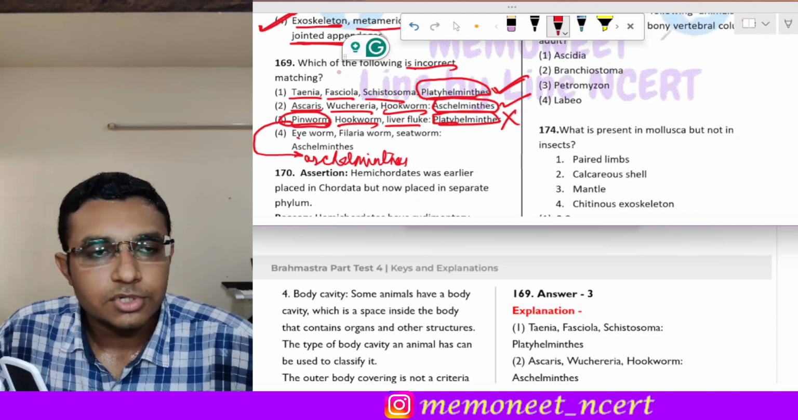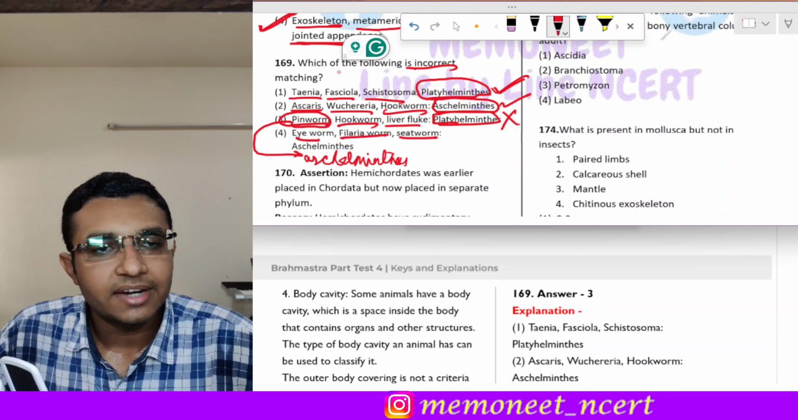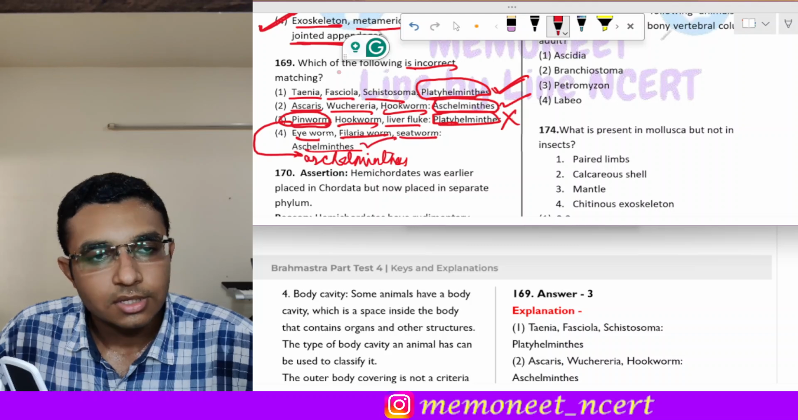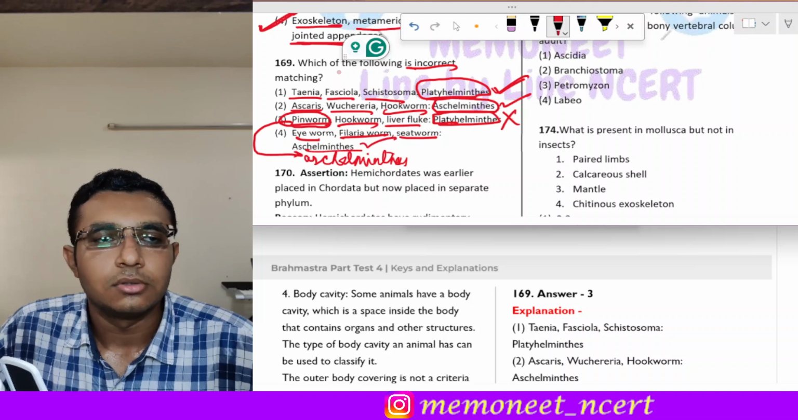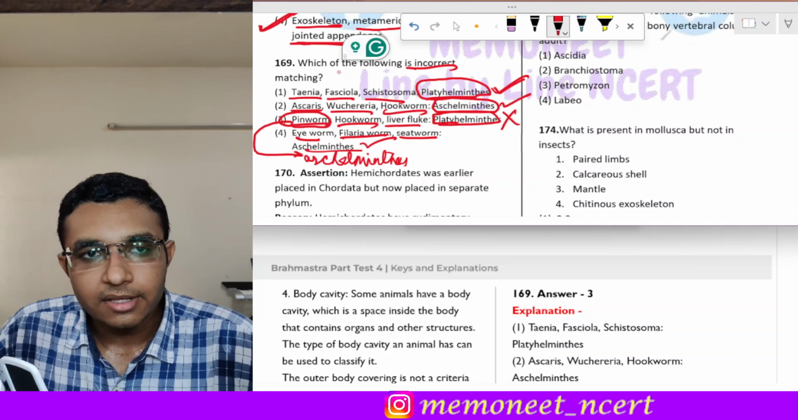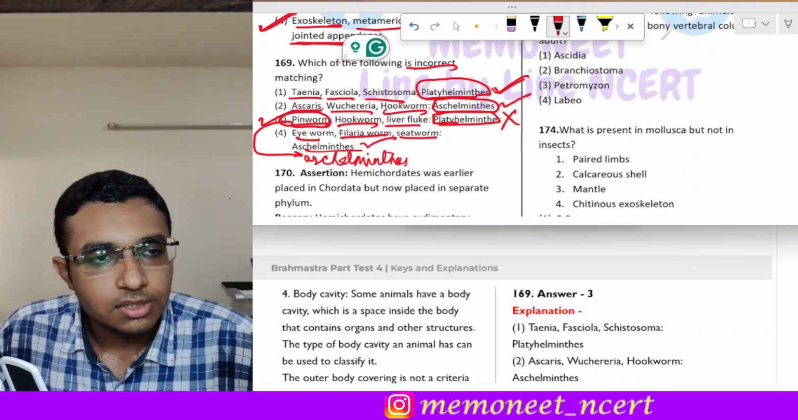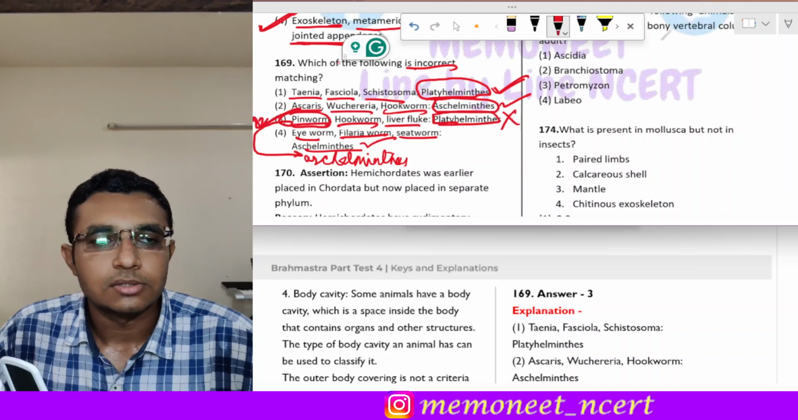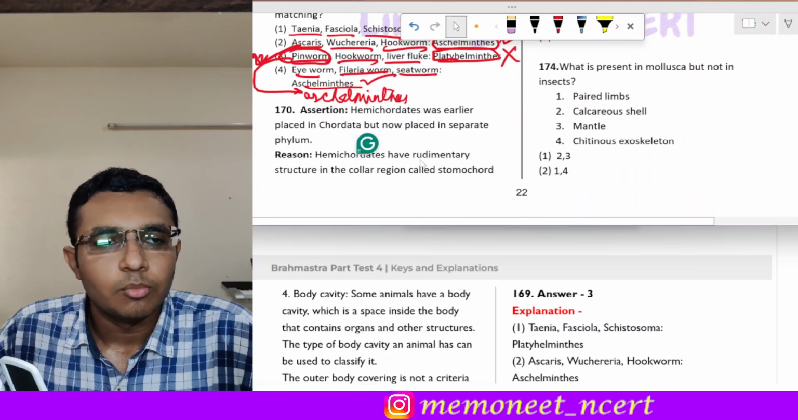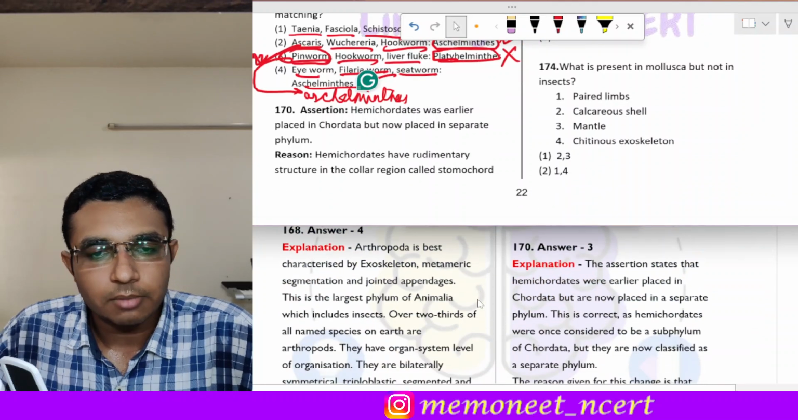The fourth option is eyeworm, filaria worm, and seat worm belong to Aschelminthes. So yes, this option is correct. Pinworm does not belong to Platyhelminthes, so that is incorrect matching. So the correct answer of this question is option 3. I hope you are clear with this question. Moving on to the next question, that is question number 170.